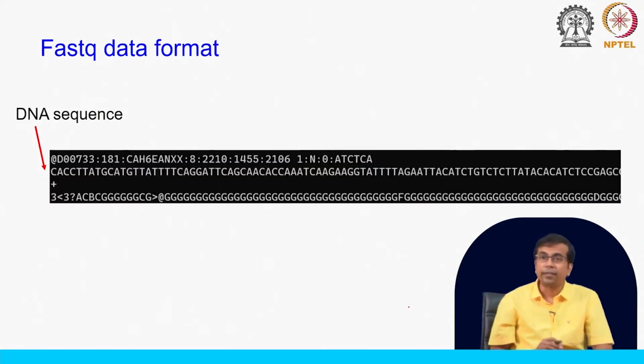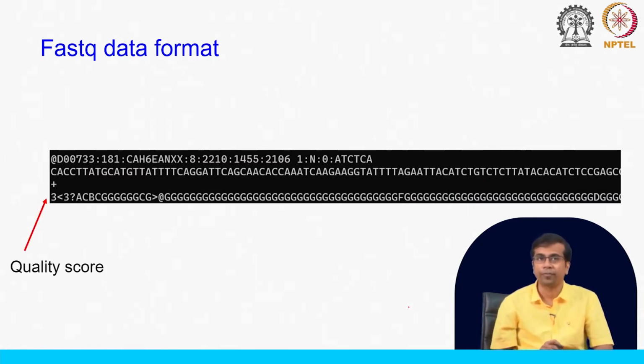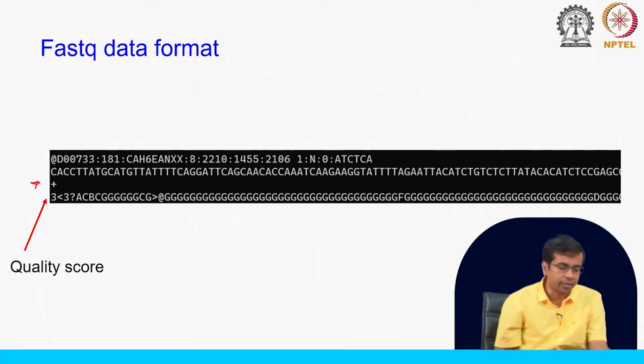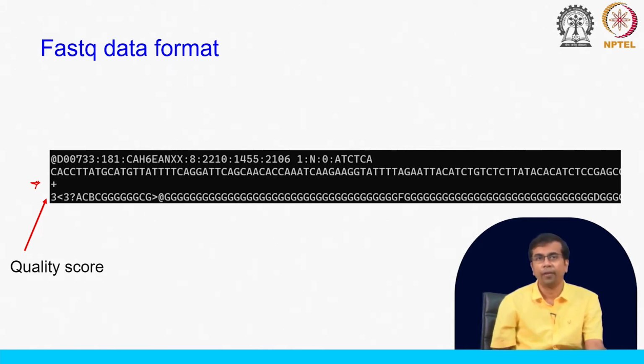Okay. The next line is the actual DNA sequence, the sequence that we are interested in, and then we have the quality score. In between I have the plus sign, which is the spacing. Sometimes you will see the plus sign followed by part of the header again.